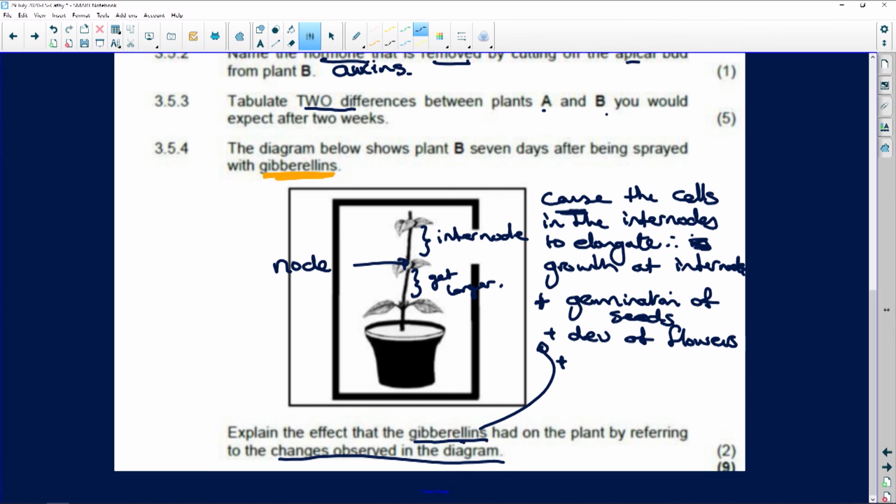And the last point that you must know is they cause the sprouting of buds, and without those little buds, you don't ever have the side leaves and the lateral branches developing. It's those little buds that do it. That's what gibberellins do. So make sure that you understand gibberellins cause the cells in the internodes to grow and elongate so that the internodes become longer.